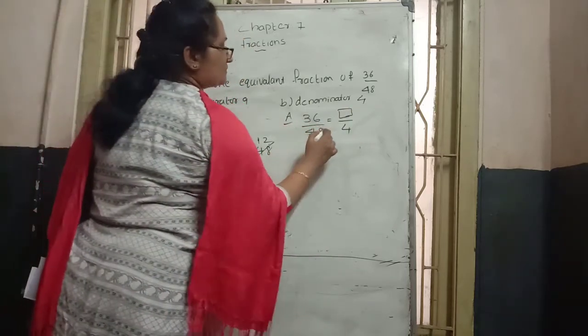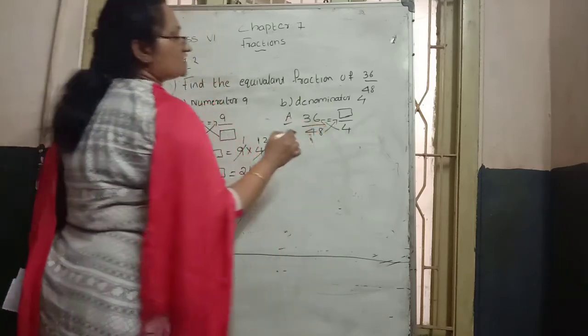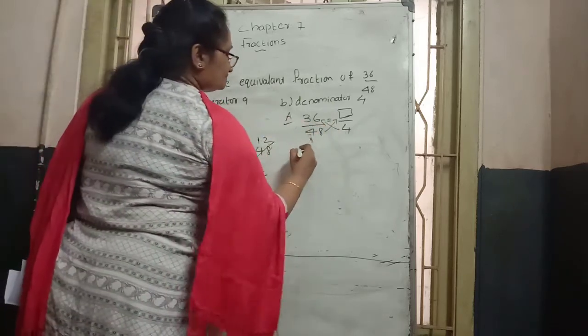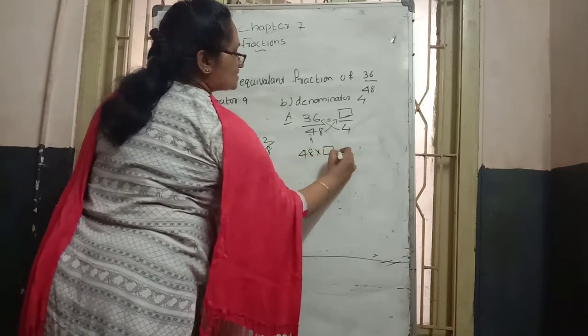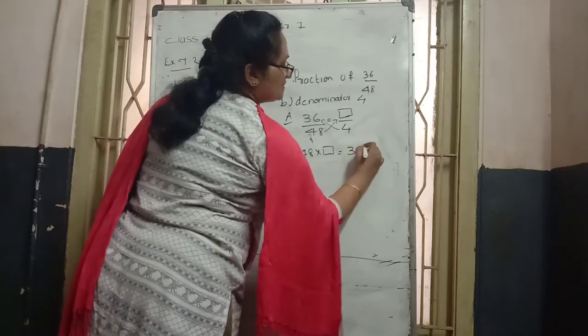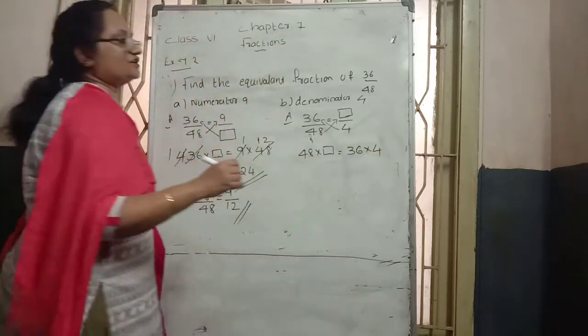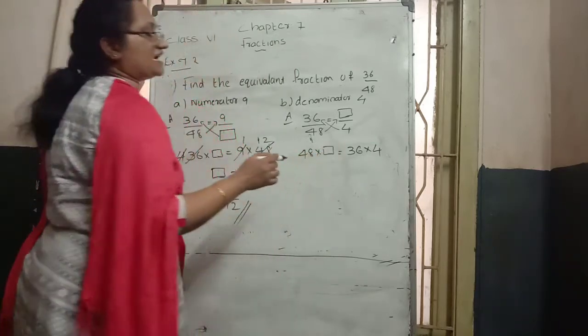Then cross multiply: 48 is cross multiplied with the box, and 4 is cross multiplied with 36. So we get 48 into box on the left side, which is easy for calculation, and 36 is multiplied with the right side denominator 4. How do we find the box value here? First we check whether cancellation is possible.